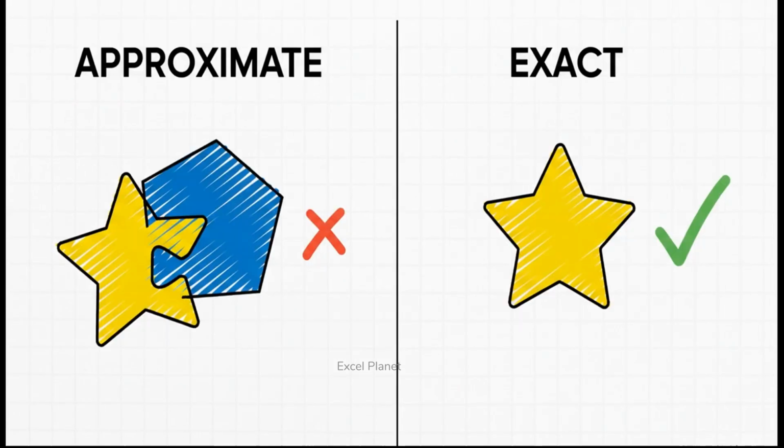Now, this next one might sound a little techy, but trust me, it's a huge deal. The old VLOOKUP by default would look for an approximate match, and that could be dangerous. It could sometimes grab the wrong thing without telling you, which is terrifying. XLOOKUP is smarter. It defaults to an exact match, which is what you want almost every single time. It just works the way you think it should work, right from the start.